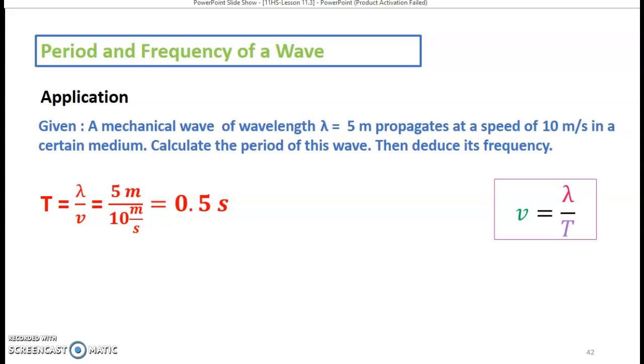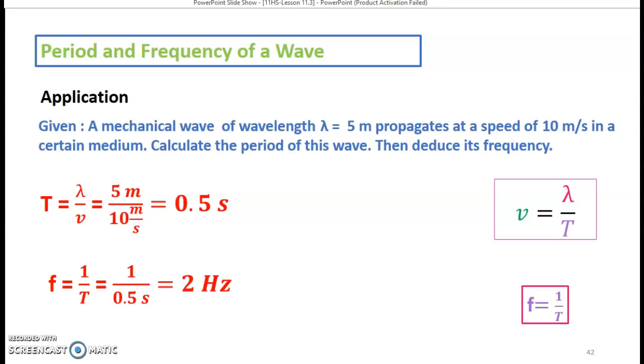Then deduce its frequency. Using the formula F equals 1 over period, and having already the period in SI unit, we can simply substitute F equals 1 over T. 1 over 0.5 seconds equals 2 hertz. The SI unit of frequency is hertz. It's equivalent to cycles per second, but we do not use cycles per second, we use hertz, capital H, small z.